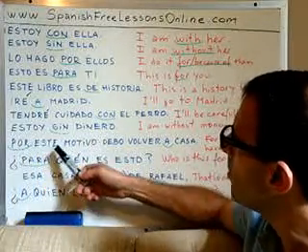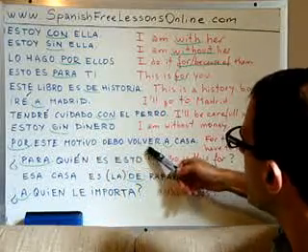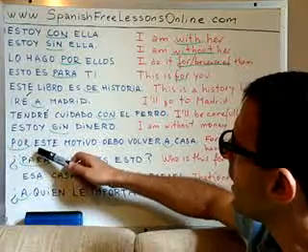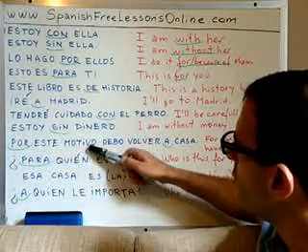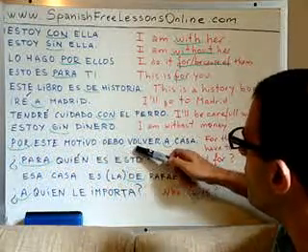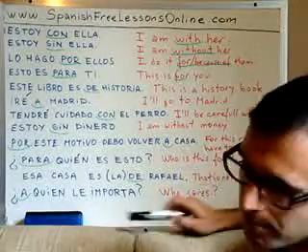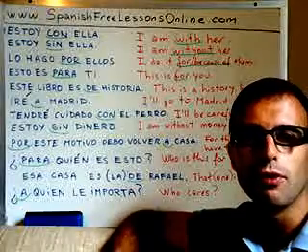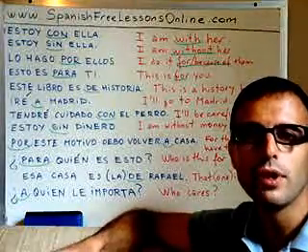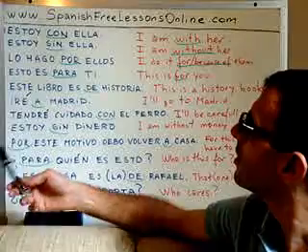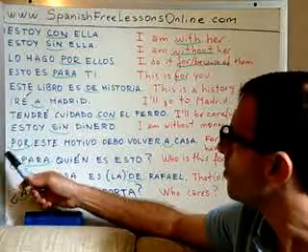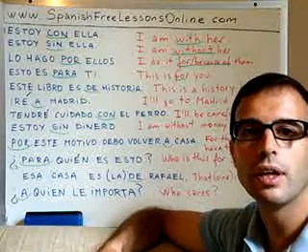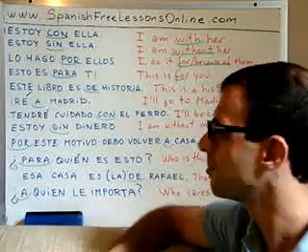Por este motivo debo volver a casa. If we say it in normal speed, it would be por este motivo debo volver a casa. Por means because of. We've seen it here, right? It's for, but in the sense of because of.